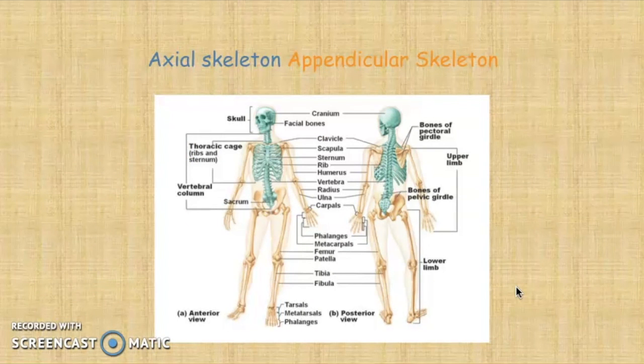The skeleton is divided into 2 sections, the axial skeleton and the appendicular skeleton. As you can see, the blue is the axial skeleton and the orange is the appendicular skeleton. The axial protects the body's internal organs. An example is the ribs protecting the lungs. The appendicular is where muscles pull on bones. For an example, the shoulder girdle or the pelvic girdle.